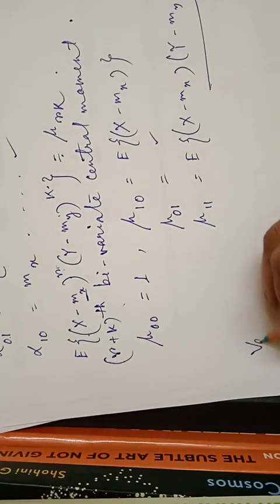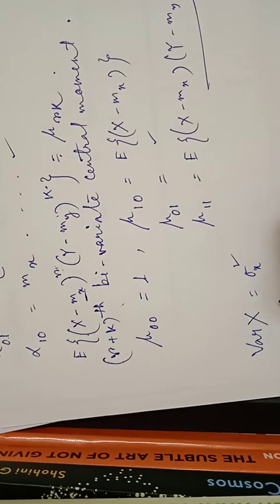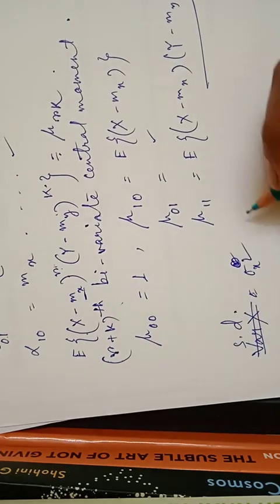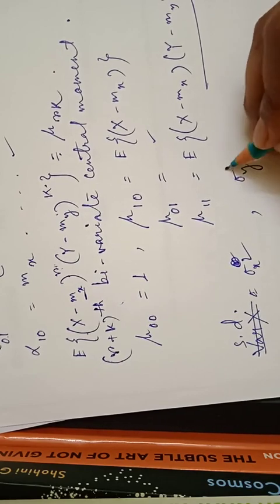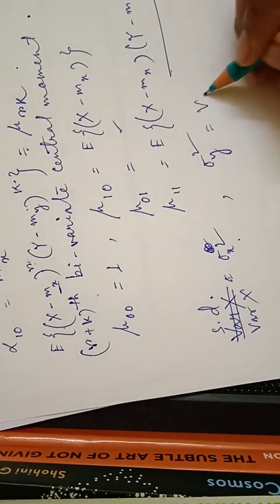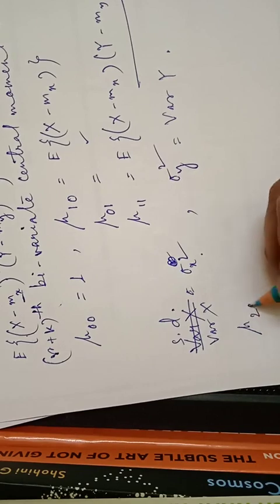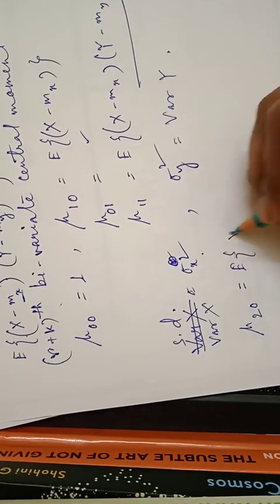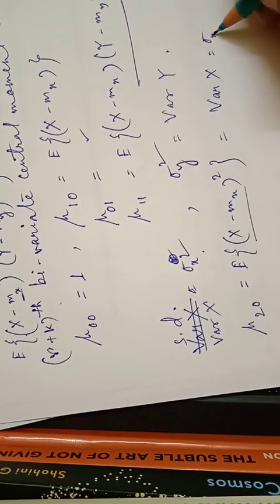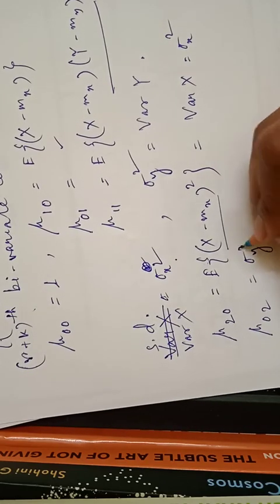Now if the variance of x is known as sigma_x squared, and sigma_x is the standard deviation, say the variances are taken as sigma_x squared for x, and for y we take it as sigma_y squared, that is, the variance of x is sigma_x whole squared and the variance of y is sigma_y squared. If we name it this way, then check mu_20. If you consider it, what you are getting is the expectation of (x minus m_x) whole squared. Clearly this is the variance of x, which is known as sigma_x squared, or the square of the standard deviation. Similarly mu_02 is also sigma_y whole squared.